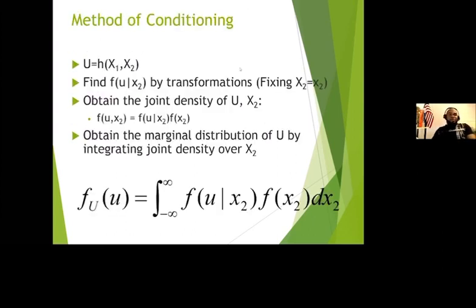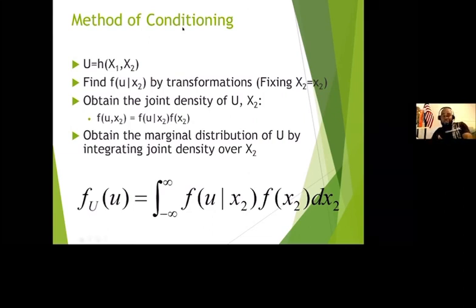If I want to go from two variables to two variables using the method of transformation, but before I do that, I want to walk you through another method, which is called the method of conditioning. You've done conditional probability, right? Now, u is a function of x1 and x2. The variables that we have are x1 and x2, but you are defining a new variable u, and we're seeking to obtain the probability density function of the new variable u by using the method of conditioning.